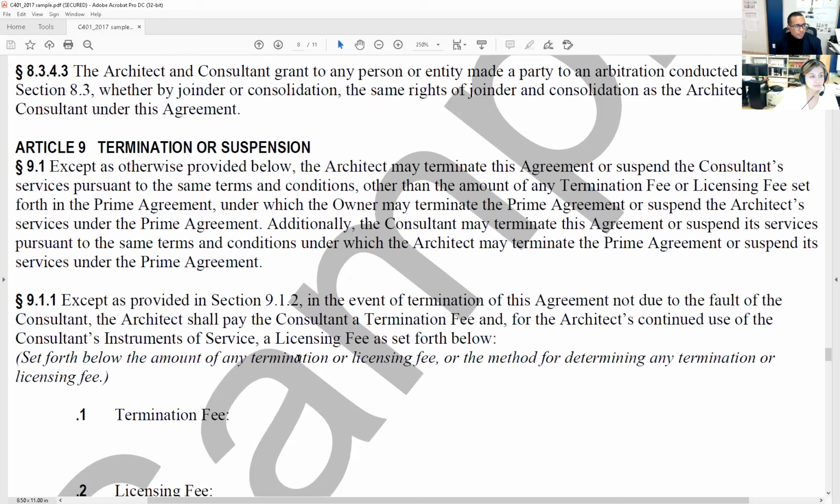So let's read that. Except as otherwise provided below, the architect may terminate its agreement or suspend the consultant's services pursuant to the same terms and conditions, other than the amount of any termination fee or licensing fee set forth in the prime agreement. So he's saying the same thing that we're doing in the B101, we're doing here, but we're paying a different fee. Okay?